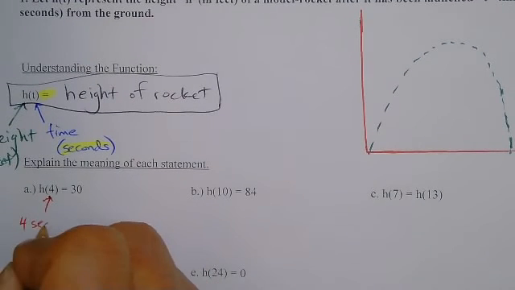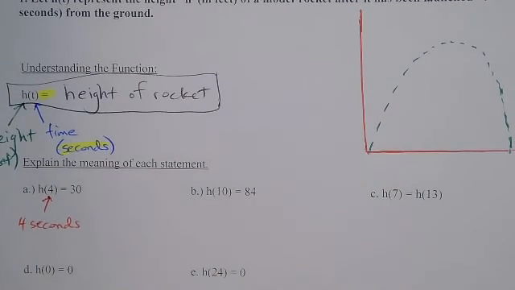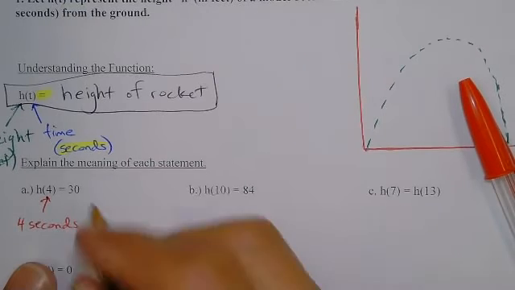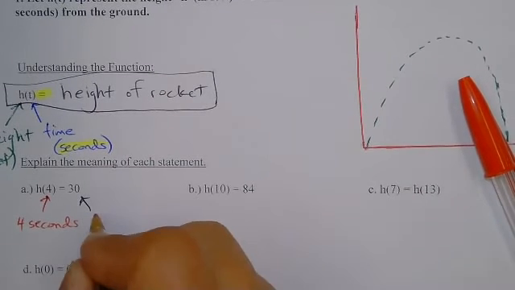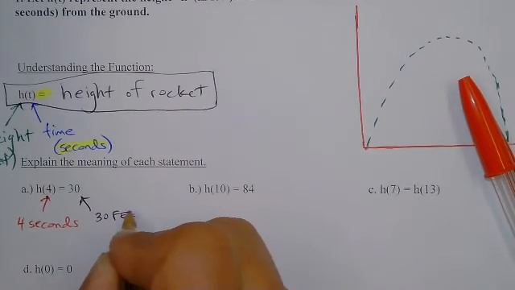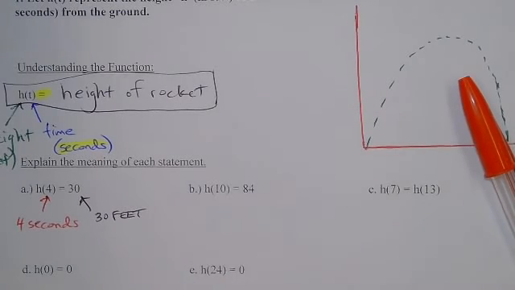4 seconds? After 4 seconds, the rocket got launched. After 4 seconds, it was what? What does the 30 mean? It was 30 feet up in the air, yeah? I just made up numbers. Okay, you got it. You already understood that. That's what it means.